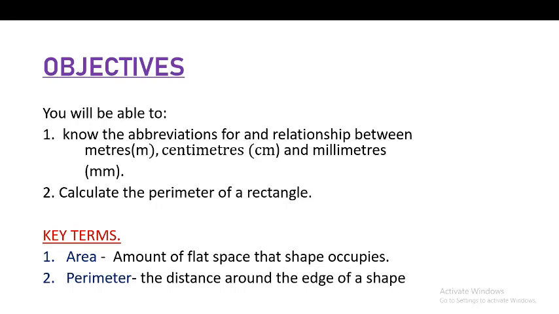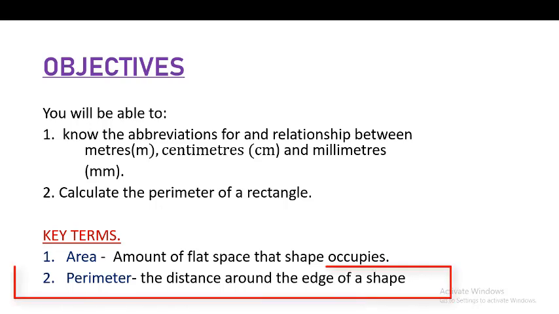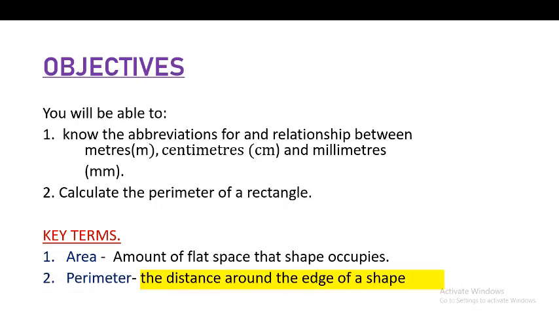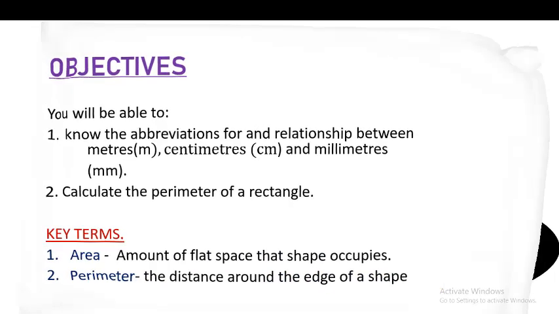The second one, we have the perimeter. What is the perimeter of a shape? The perimeter of a shape is the distance around the edge of a shape.